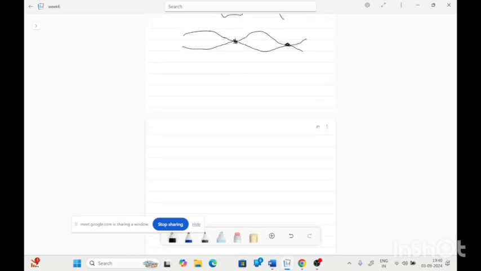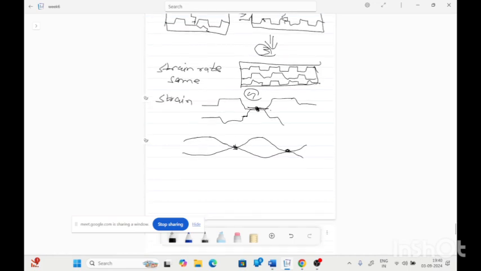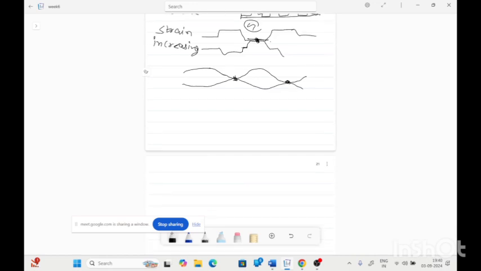Madam, during this process, is strain rate increasing? No, strain rate is not increasing. Strain is increasing. Oh, strain rate is the same. Okay, strain rate is the same, strain is increasing. Okay, madam. Means as the deformation proceeds, the more decrease in width will be there.